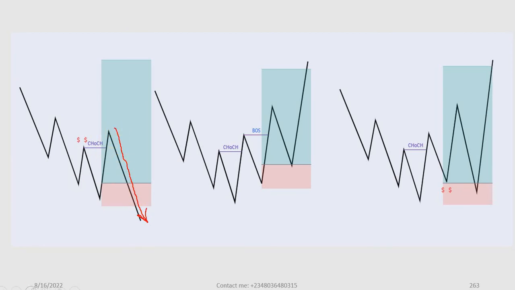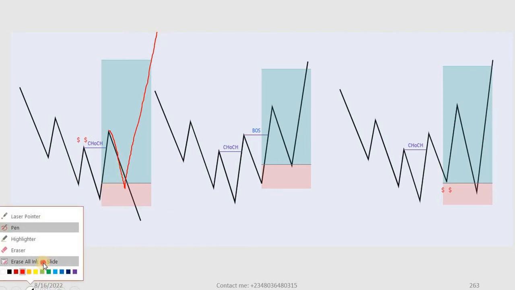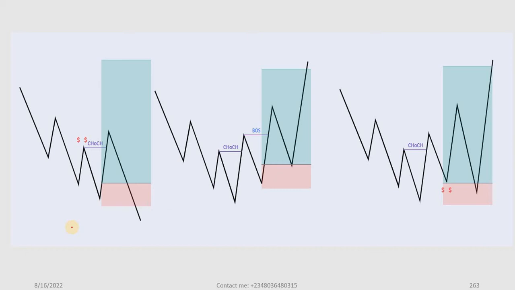So you need to be very careful. It's not all the time that we have a change of character and you want to expect the move to continue upward like this. Okay? That is exactly what we're trying to say. So the answer is no. It's not all the time we have change of character that we trade in the opposite direction. So we should not always assume that when we have a change of character, we can trade in the opposite direction of the trend.